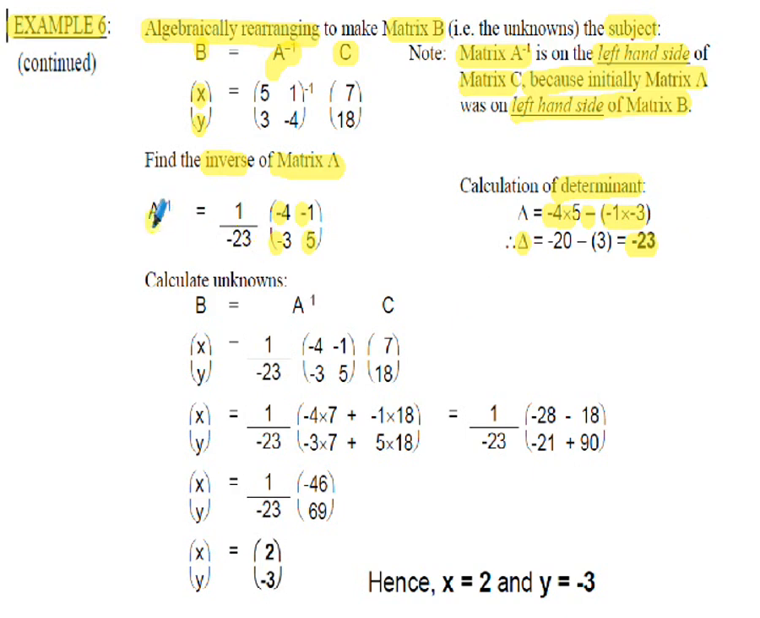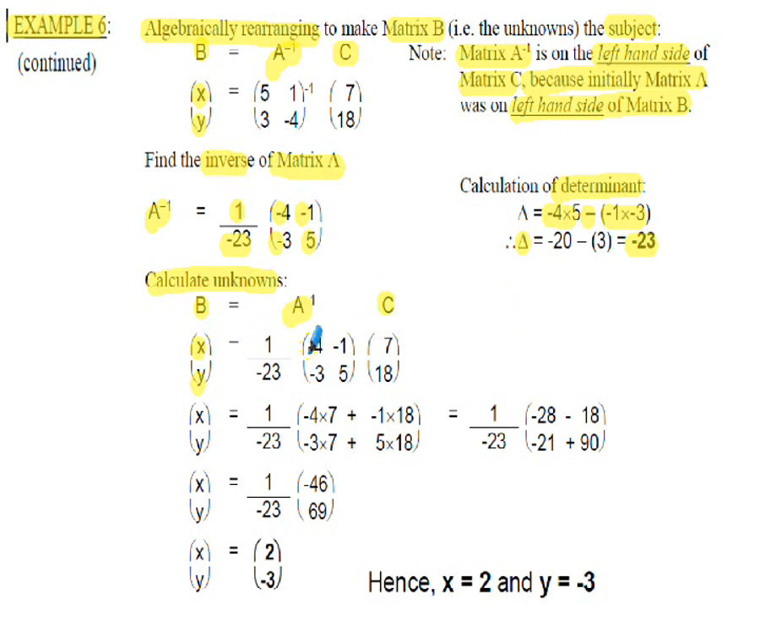So our A to the negative 1 is 1 upon the determinant, so it's 1 upon negative 23, and that's multiplied by the elements in our matrix. So to calculate the unknowns for matrix B, it's going to be the A to the negative 1 multiplied by C. So on the left hand side we've got matrix B, the x and y unknowns, and on the right hand side of the equation we've got the A to the negative 1 multiplied by C. But don't forget from our previous presentation, to multiply matrices, we multiply rows by columns.